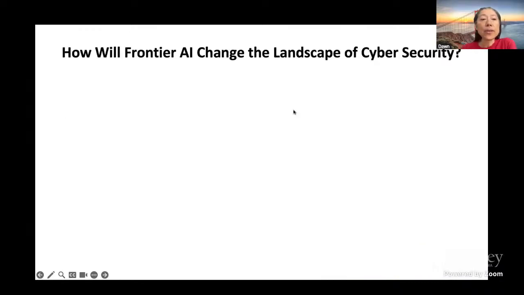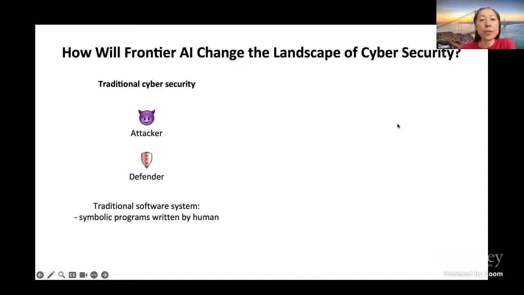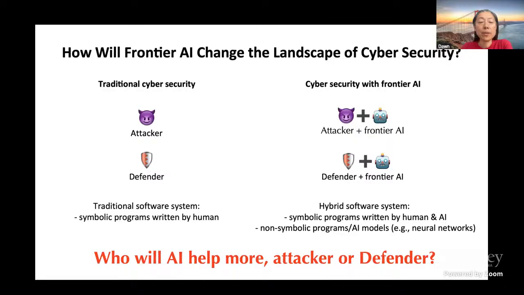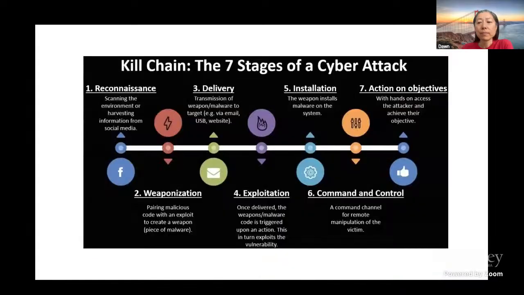The key question here is, how will frontier AI change the landscape of cybersecurity? In particular, given that AI as a dual-use technology can help both the attacker side and the defender side, the key question is, who will AI help more, attackers or defenders? To answer this question, we need to do a comprehensive analysis of the full life cycle of cyber attacks and defenses. Cyber attacks are very complex.